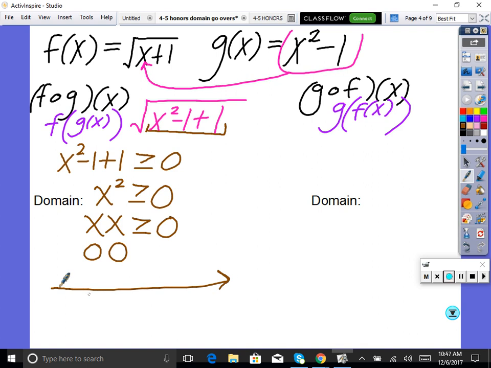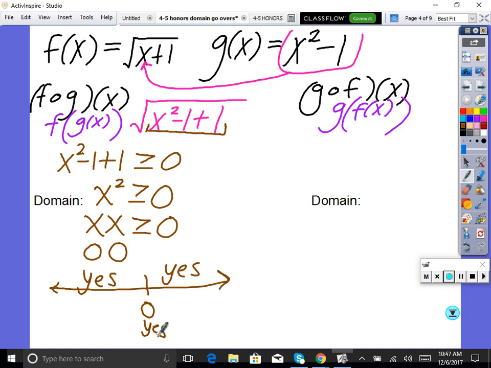So now make your number line. 0 is my 0. So test below 0. Let's plug in negative 1. Negative 1 squared is 1, greater than or equal to 0? So yes, this is in our domain since that was a true statement. Let's plug in 1. 1 squared is 1. Is 1 greater than 0? Yes. Now, is it equal to 0 okay? Yep, it says right there. So this is also a yes.